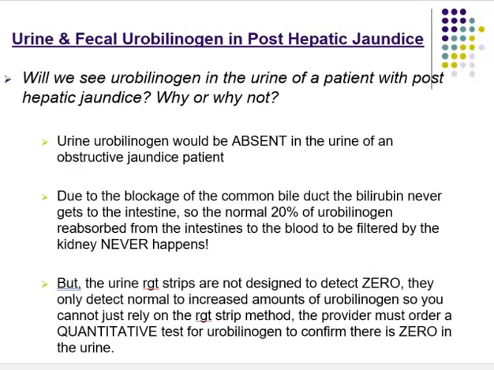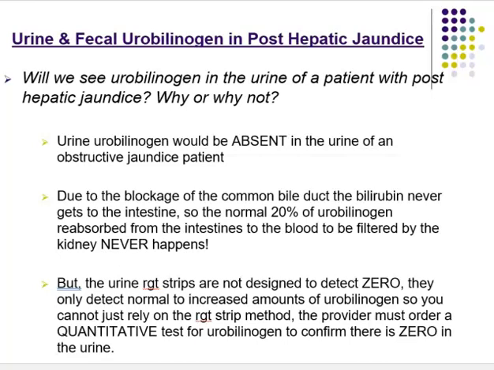So in a post-hepatic jaundice patient, will we see urobilinogen in the urine of that patient? Why or why not? Urobilinogen would be absent in a patient with obstructive jaundice. Why? It's due to the blockage in the common bile duct. The bilirubin never gets to the intestines. Normally, about 20% of urobilinogen is reabsorbed from the intestines to the blood to be filtered by the kidney.